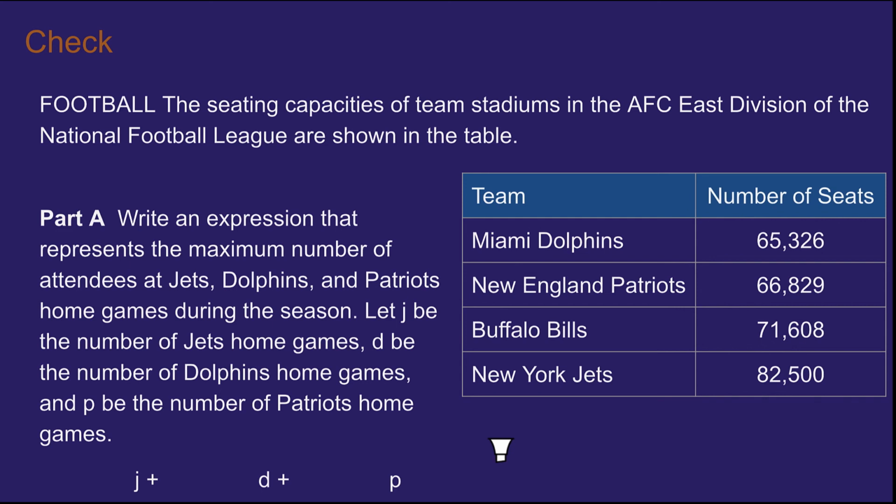Check your understanding of writing and evaluating algebraic expressions. Read through the situation. First, write an expression for the attendees at those games. Then find the maximum attendees for those teams after 6 weeks. Pause the video now and complete the check.